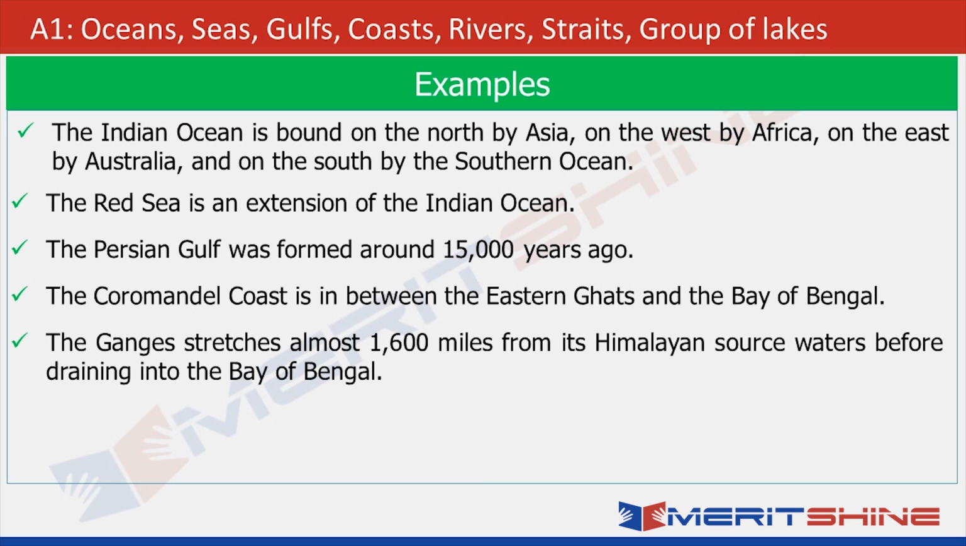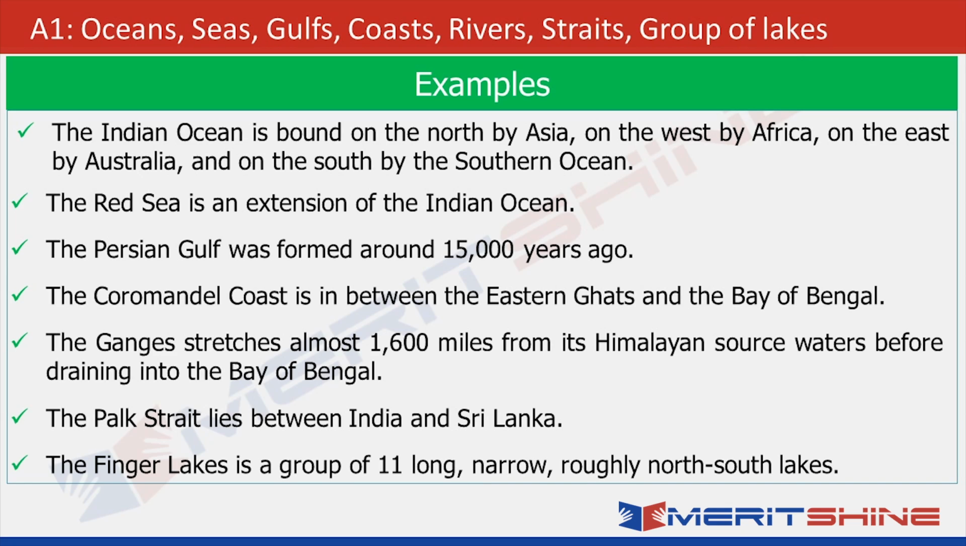The Ganges stretches 1600 miles from its Himalayan source waters before draining into the Bay of Bengal. Here, Ganges being the name of a river, takes the article the. The Palk Strait lies between India and Sri Lanka. Here, Palk Strait, being the name of a strait, takes the article the. The Finger Lakes is a group of 11 long, narrow, roughly north-south lakes. In this sentence, Finger Lakes, being the name of a group of lakes, takes the article the. In last video, we learnt that the name of one lake doesn't take any article.